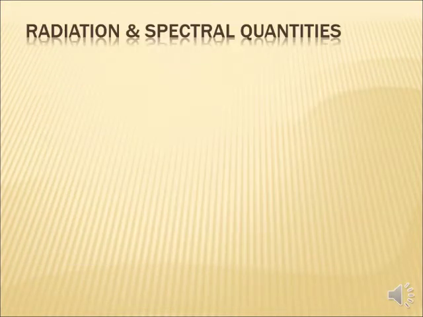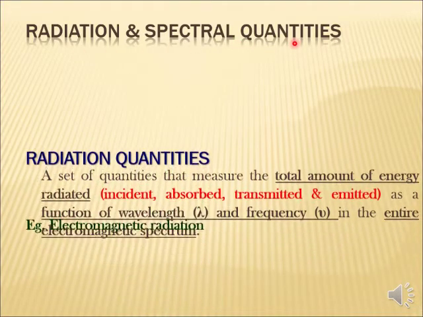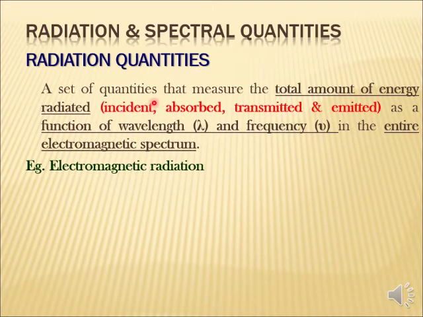Before going into the major contents of the topic, we will see a few terminologies. The first is radiation quantities. Radiation quantities are a set of quantities that measure the total amount of energy radiated, that is, the energy either incident on the surface, absorbed by the surface, transmitted through the surface or emitted from the surface as a function of wavelength and frequency in the entire electromagnetic spectrum. The example is electromagnetic radiation, which we saw.